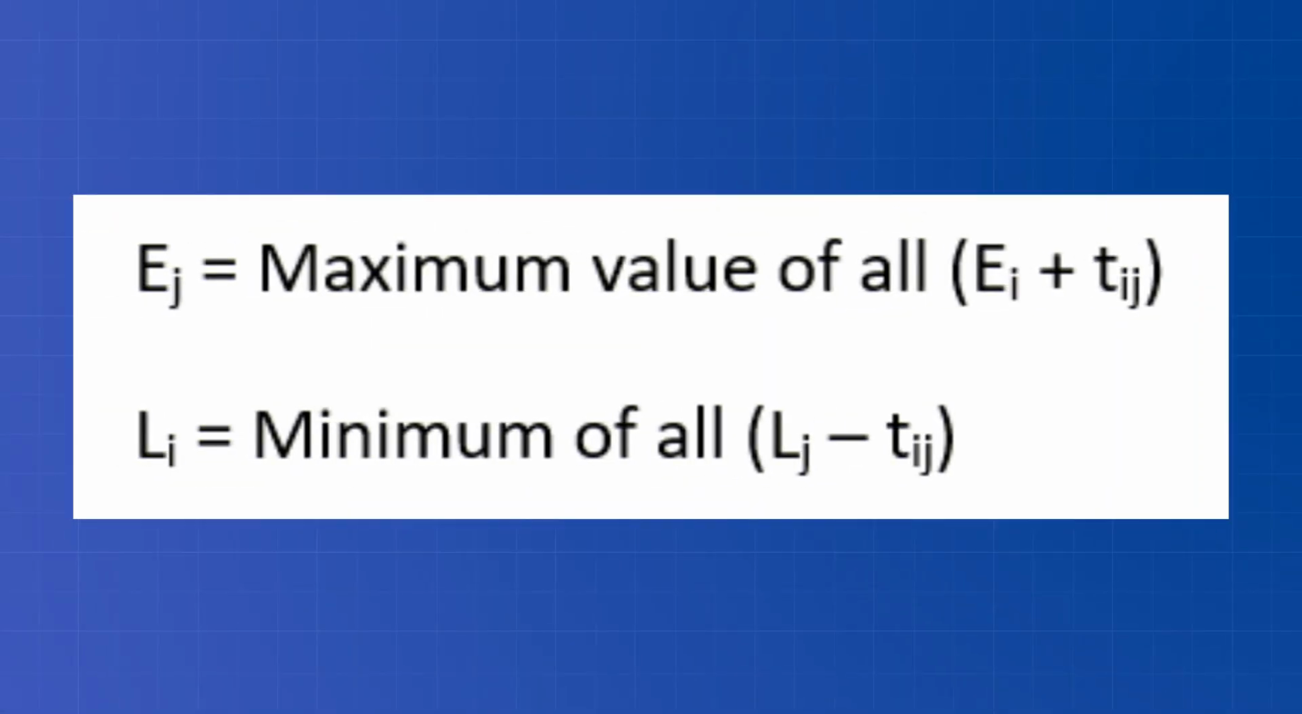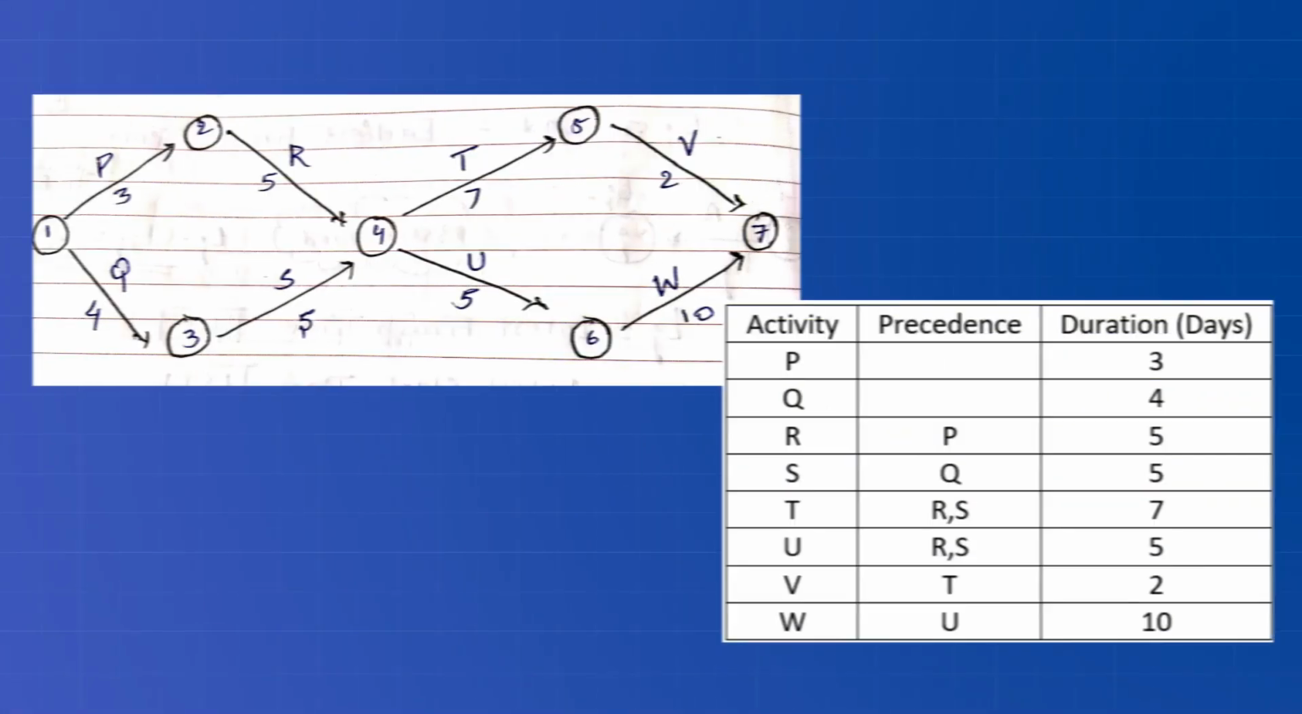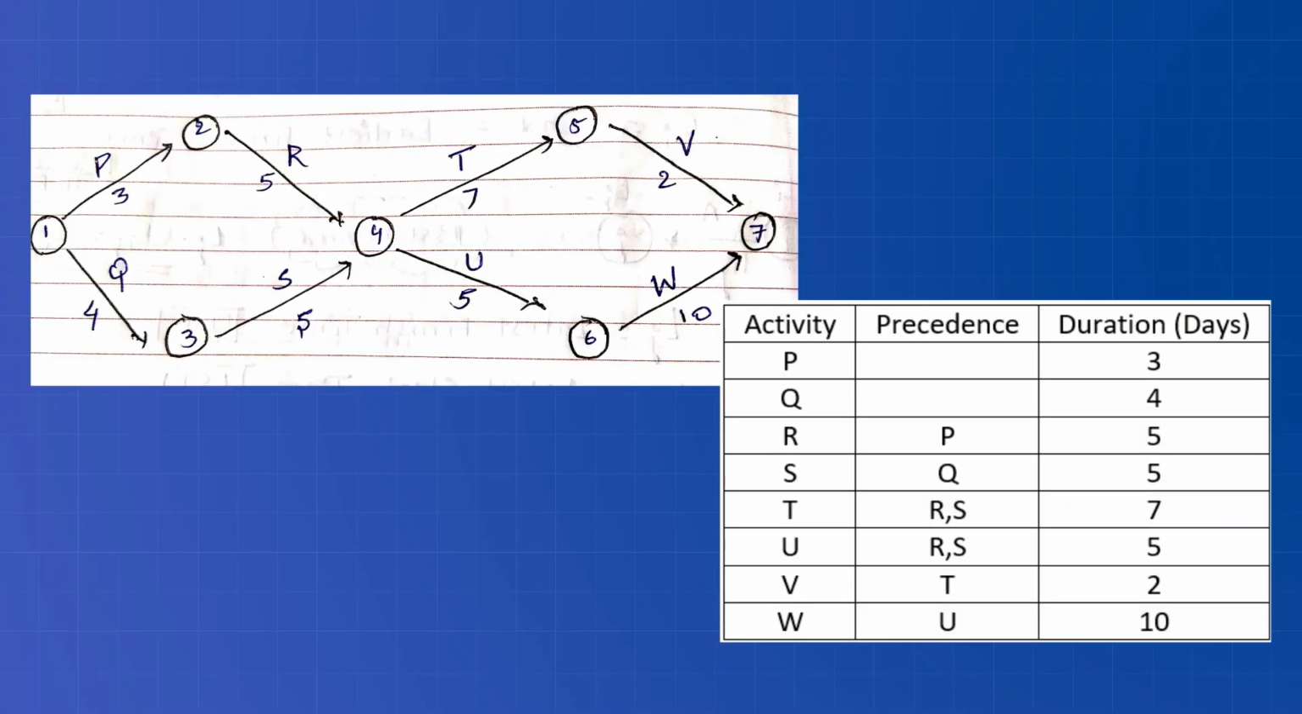These two passes are required to have a detailed analysis in which Ej and Li are the most prominent ones. Ej is nothing but the maximum value of all Ei plus Tij, and Li is nothing but the minimum of all Lj minus Tij. These values are considered in case of multiple merges. Let's take the same example as before to understand the CPM computational approach.